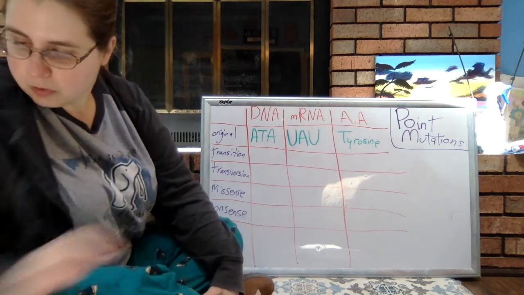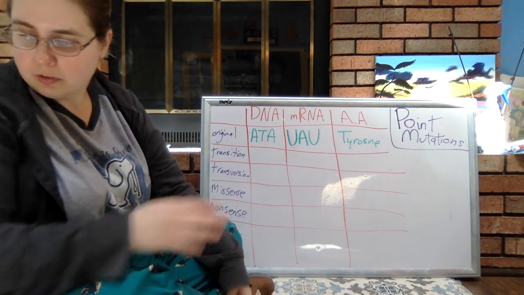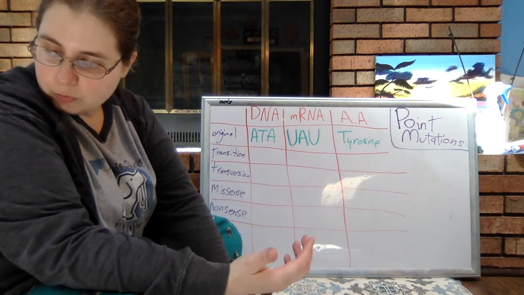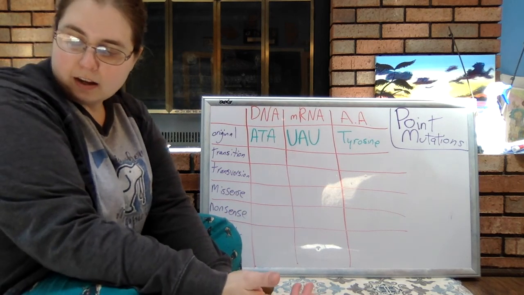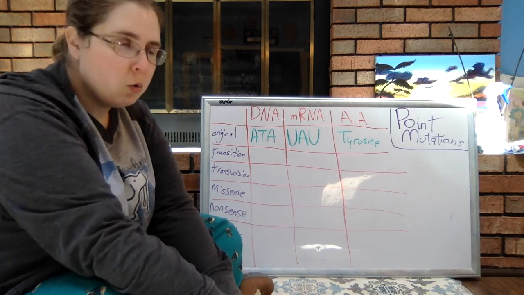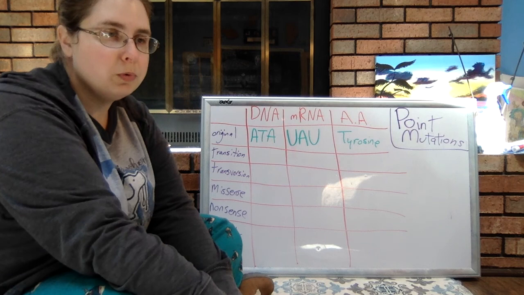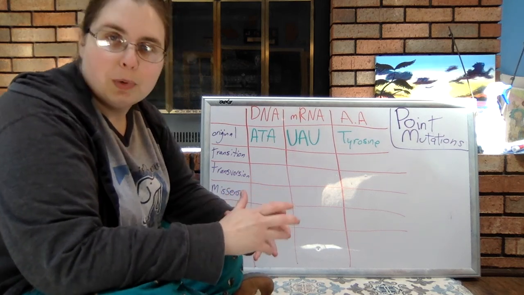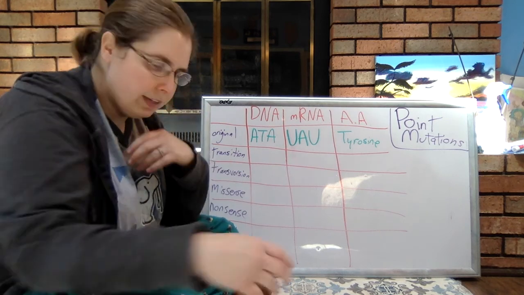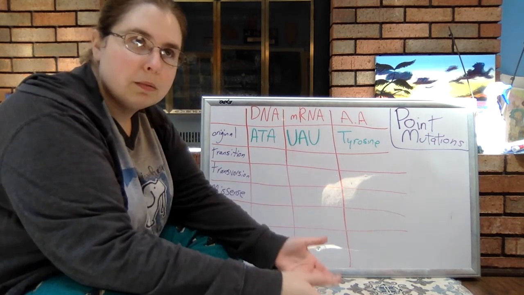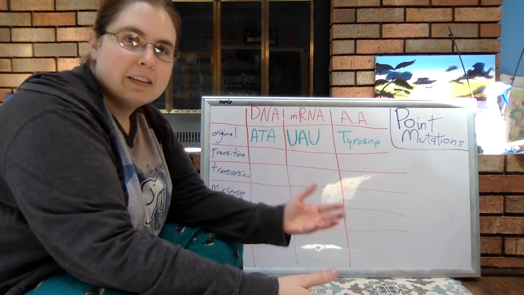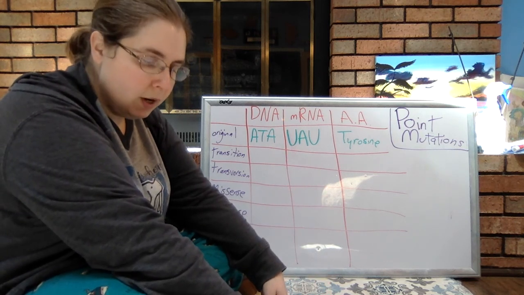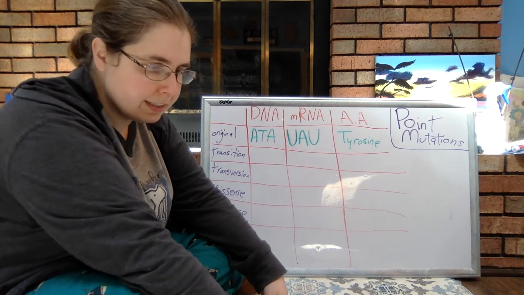All right, so let's talk about transition. Now, transition is when you replace a purine with another purine or a pyrimidine with another pyrimidine. So essentially, you're keeping the same structural component there. Now, pyrimidines are cytosine and thymine. Purines are adenine and guanine.